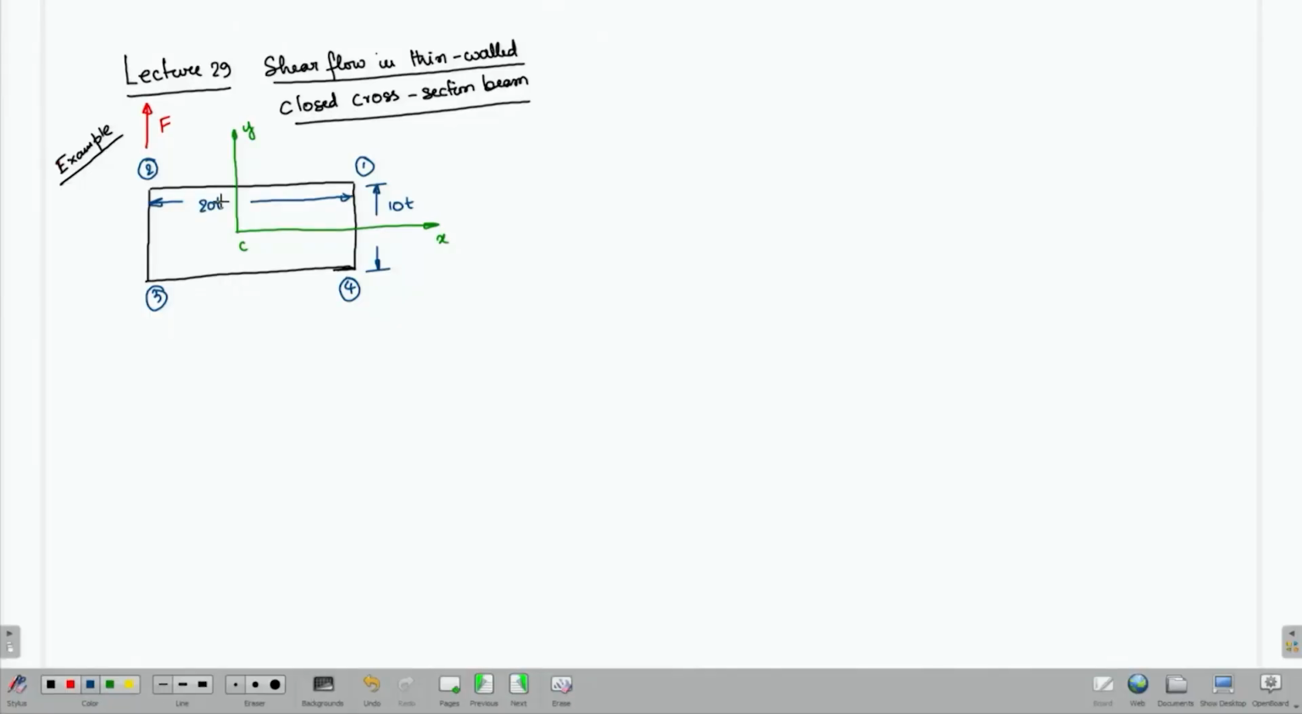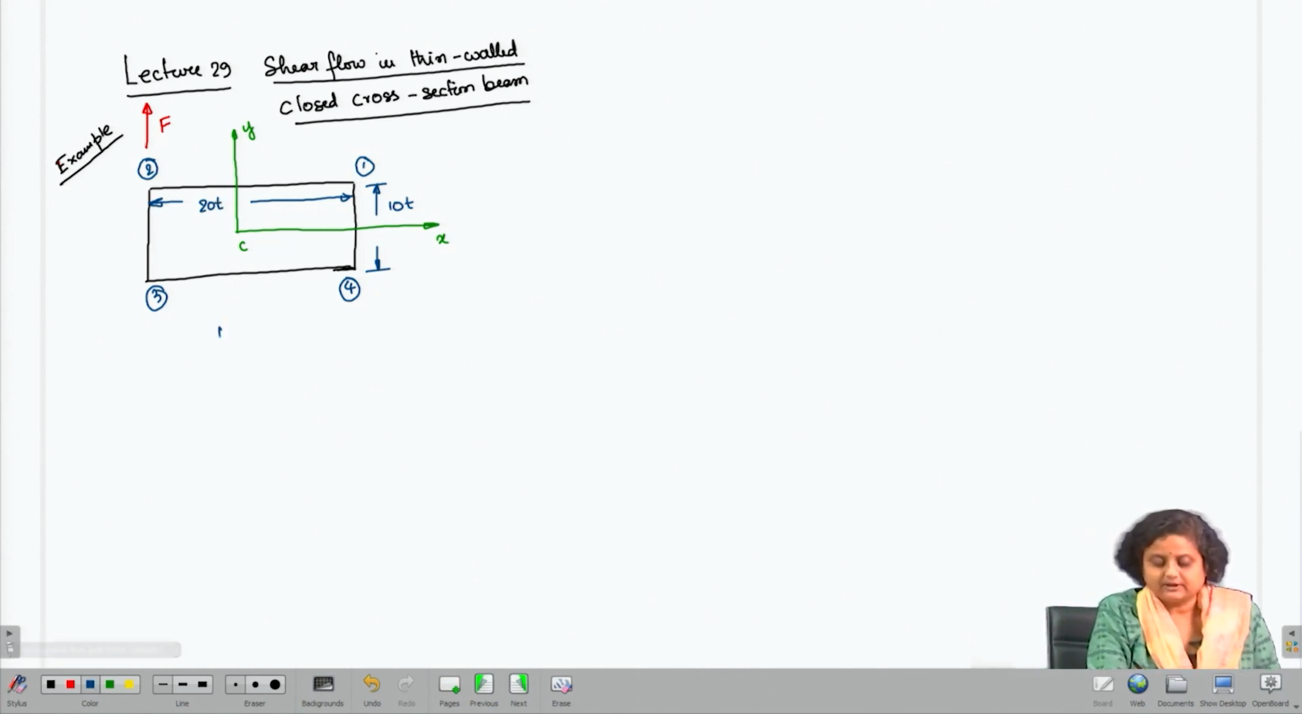Hello, welcome back. This is lecture 29. In this lecture as well, we will be solving an example problem of shear flow in a thin wall cross section beam. The figure that I have drawn is a thin rectangular cross section of uniform thickness T.